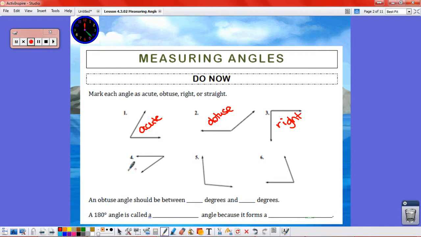Without a protractor, it might be hard to tell. This is acute. This is obtuse. And this is acute. An obtuse angle should be between 90 degrees and 180 degrees. So between a right angle and a straight angle. A 180-degree angle is called a straight angle because it forms a straight line.